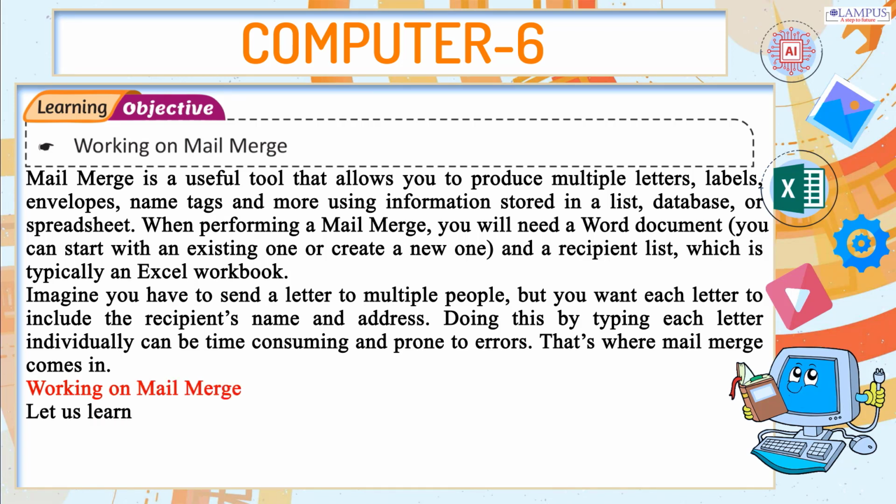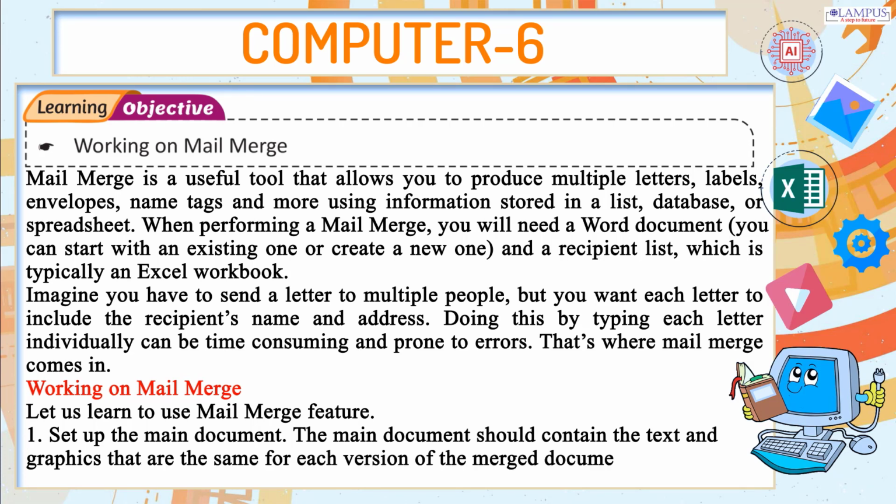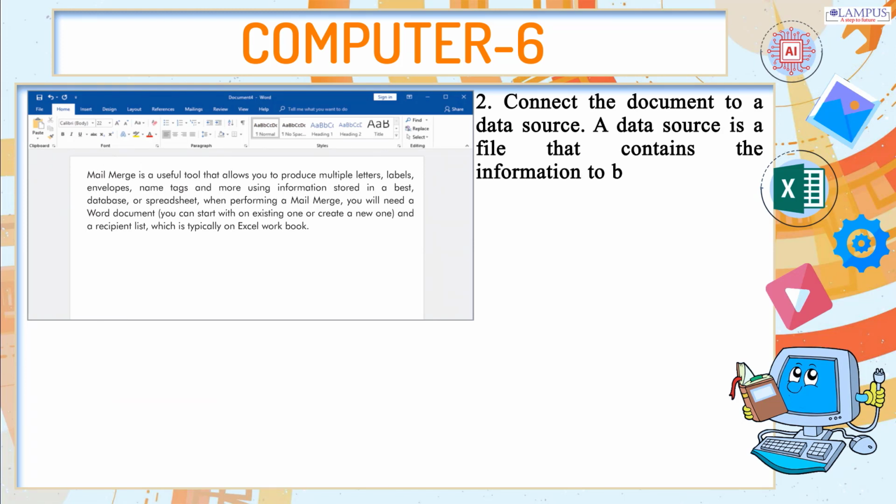Working on Mail Merge. Let us learn to use the Mail Merge feature. 1. Set up the main document. The main document should contain the text and graphics that are the same for each version of the merged document. 2. Connect the document to a data source. A data source is a file that contains the information to be merged into a document.